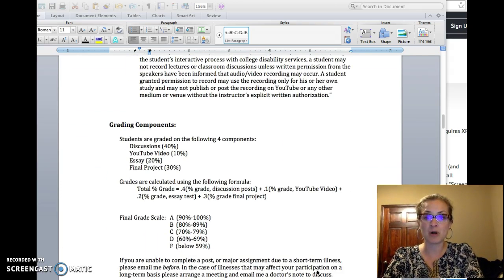Now, the major components of what you're expected to do. Everyone wants to know how they're being graded. First of all, the discussion posts. The discussion posts will be related to both the lectures and the readings, so that's really where you show that you've done the work. That's the weekly work. I have a fun assignment that I'll explain in the next video that you watch. That's your YouTube video.